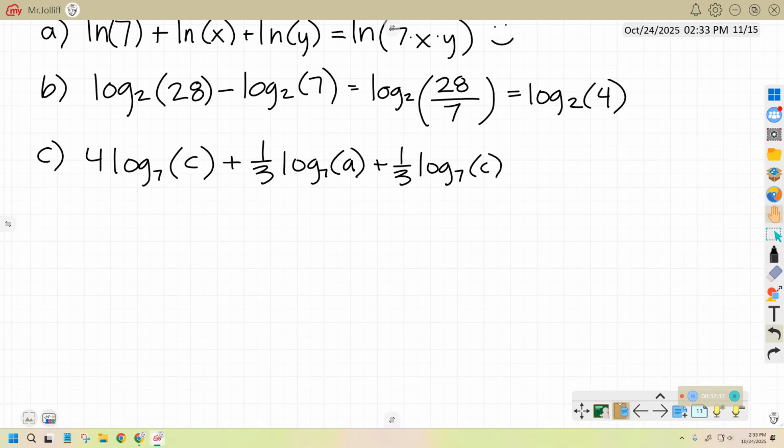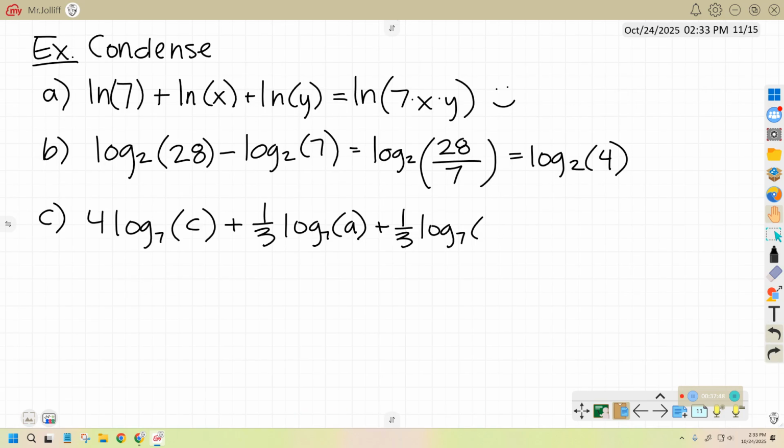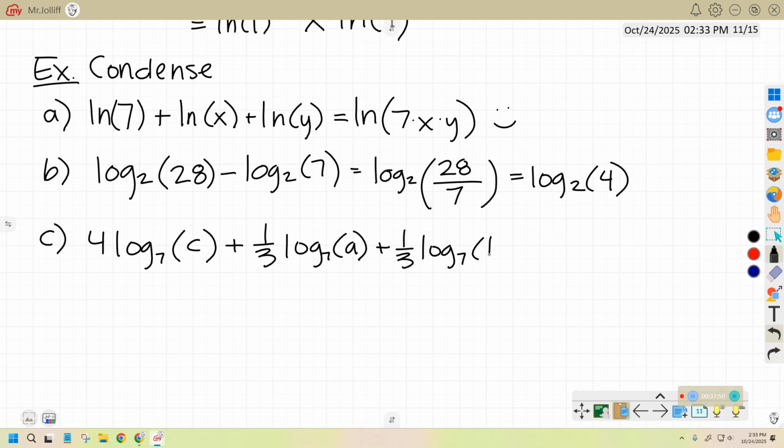So 4 times log base 7 of C plus 1/3 log base 7 of A plus 1/3 log base 7 of C. Well, that should be B. I'm sorry. B. There we go.